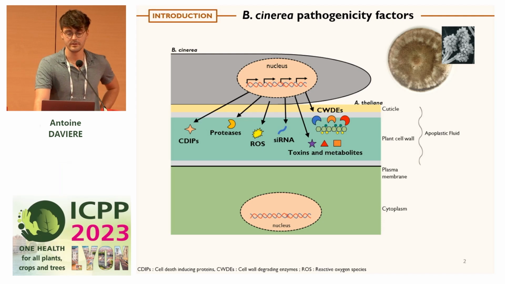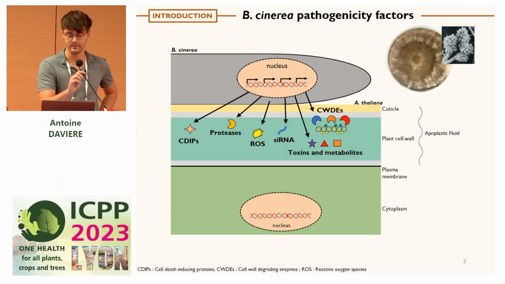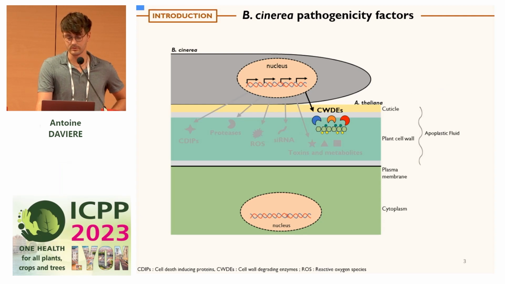Botrytis cinerea is an ascomycete of the Sclerotiniaceae family. It's a necrotrophic fungus that is responsible for gray mold disease on more than 1,000 host plant species. This fungus is well known for the large diversity of secreted pathogenicity factors. Here you can see cell death-inducing proteins, proteases, the production of reactive oxygen species, and small interfering RNAs, but also toxins and metabolites, and a large diversity of cell wall degrading enzymes. Today I will focus on these cell wall degrading enzymes, and more particularly pectin degrading enzymes.